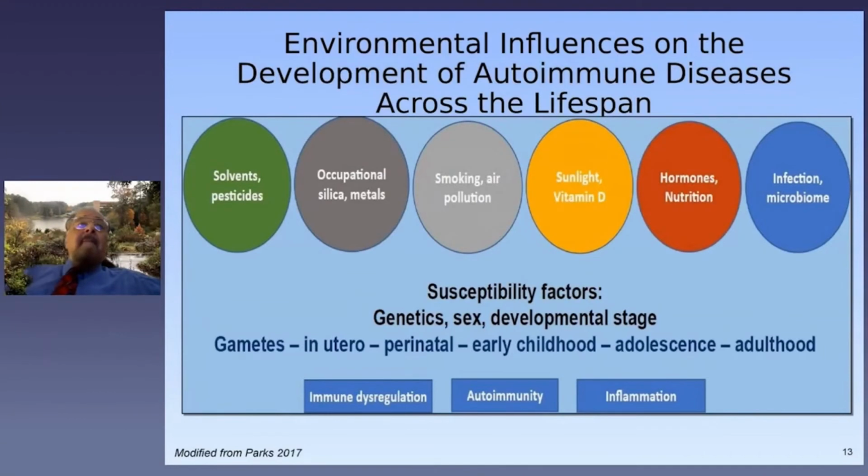What are some of these environmental agents? Well, solvents, things that dissolve various things, from petrochemical compounds for the most part, pesticides, occupational exposures to silica, such as those working in mines, smoking, cigarettes, air pollution, sunlight and vitamin D, hormones, and our nutrition. Our high salt, high fat, and high sugar diets are not good for us in the United States. Infections and the components in our GI tract, the microbiome, are also important.